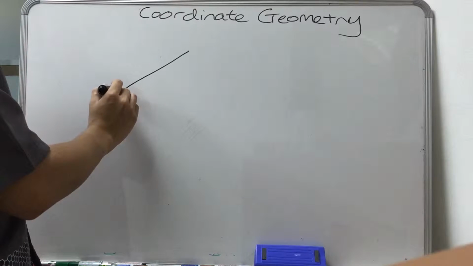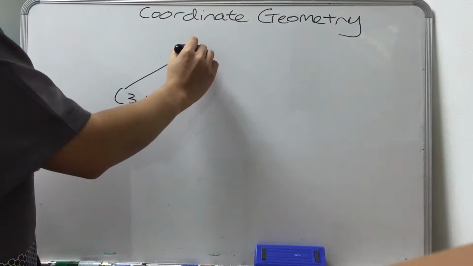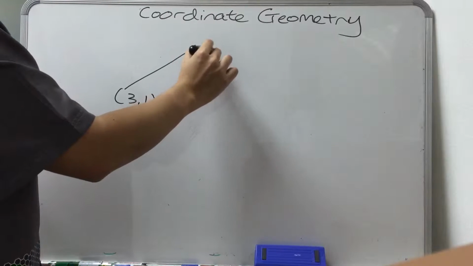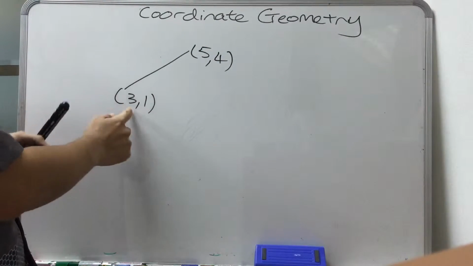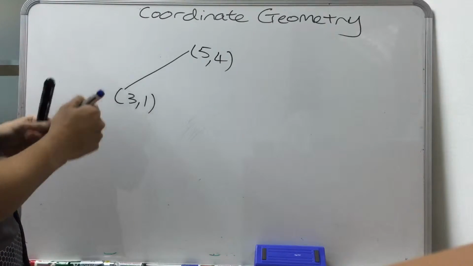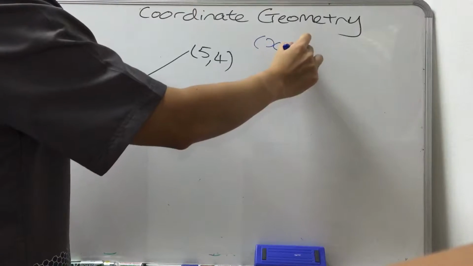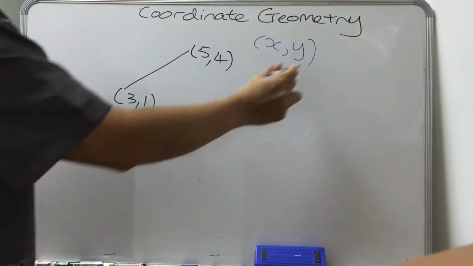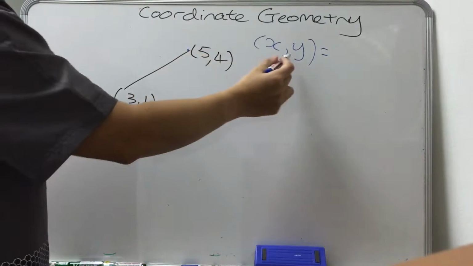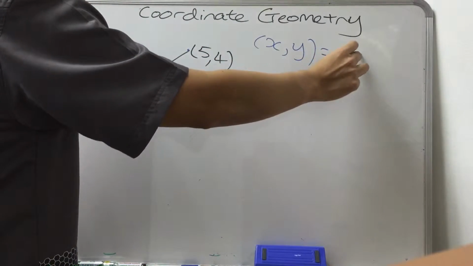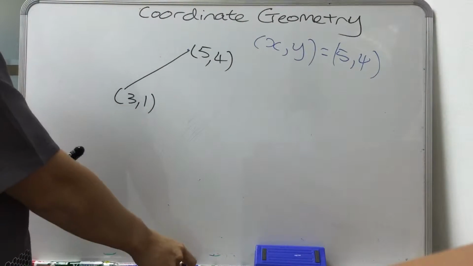Let's say that this point is (3, 1) and this is (5, 4). So what are all these 5 and 4, 3 and 1s? How you read this is, your x coordinate is written first, followed by your y coordinate. So in this case, this dot's coordinates are (5, 4). Your x coordinate is 5, y is 4.